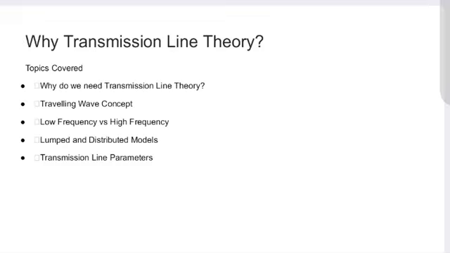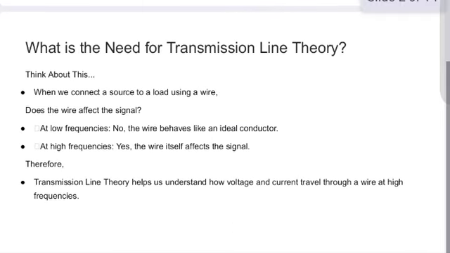Okay, so the first topic that we are going to discuss is the need for the transmission line theory. Just assume that you are going to connect a wire between two components. Basically, it can be any circuit, a battery. Then I'm going to connect a wire, and then I'm going to connect a bulb to the other end. Do you think the wire will affect the performance of the circuit?